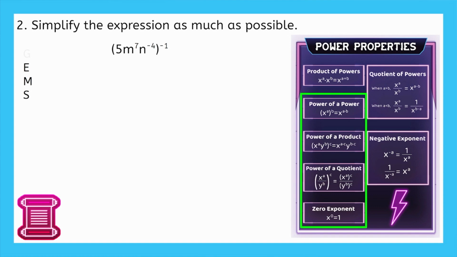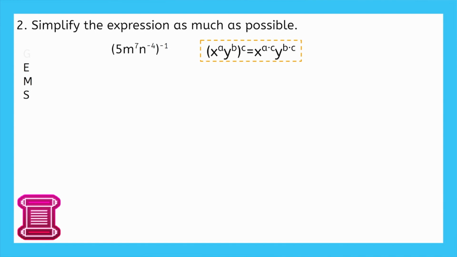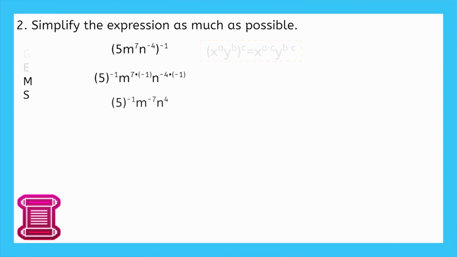Everything inside the parentheses is multiplying, so we can use the power of a product property and distribute this outer exponent of negative 1 to each element within the parentheses. Now that we're finished with the E step in GEMS and moving on to the M step, what do you think we should do now? All of these components are being multiplied, but their bases are different. That means there's nothing else we can do in the M step of GEMS. I also don't see any subtracting or adding for the S step, so are we done?